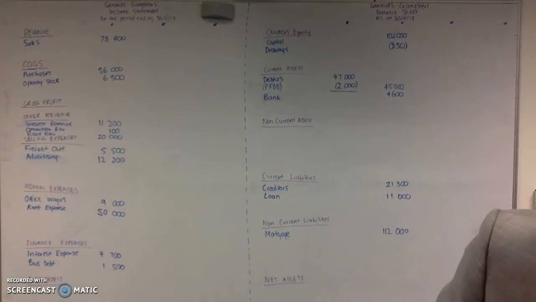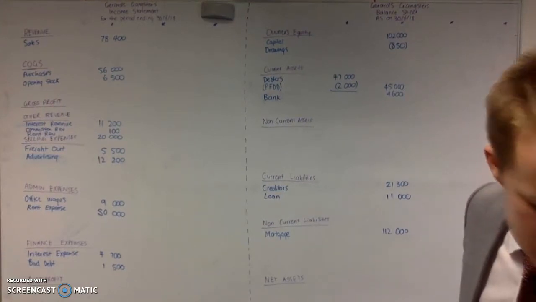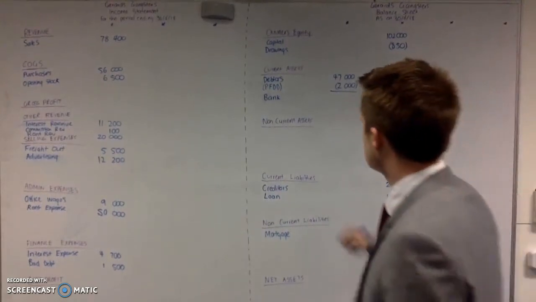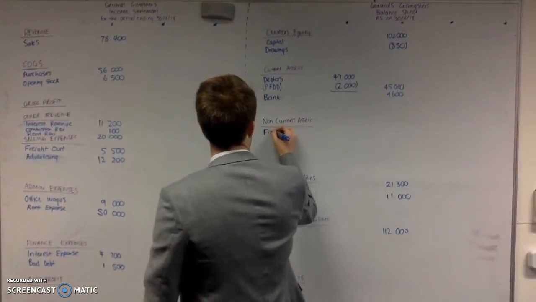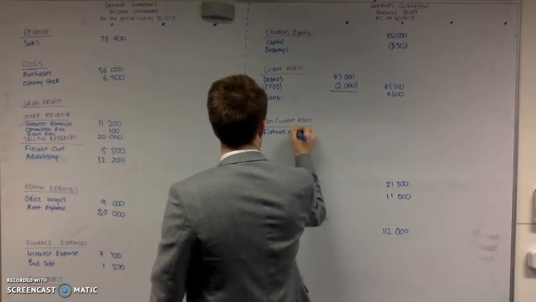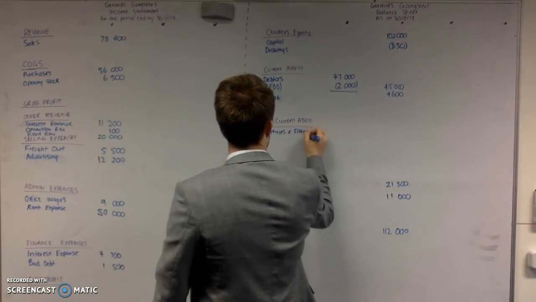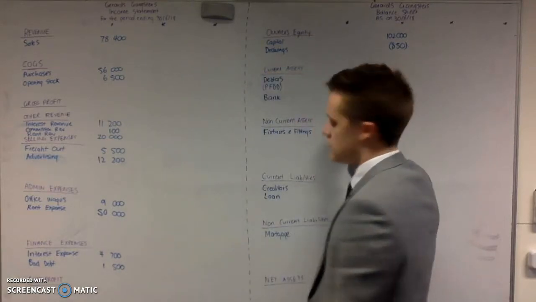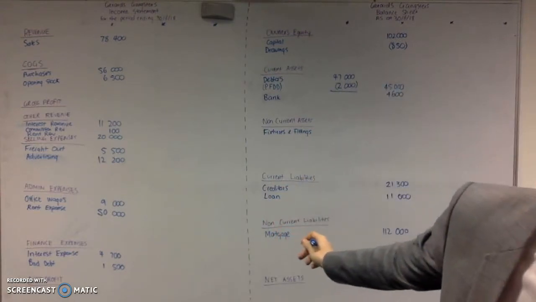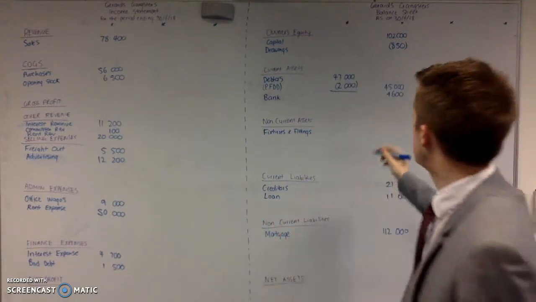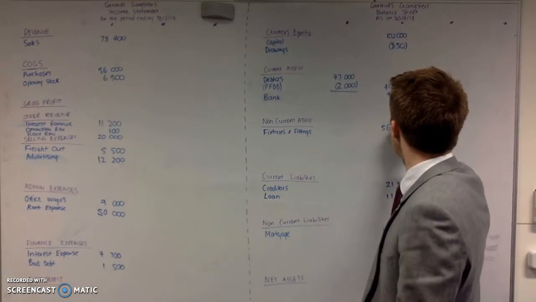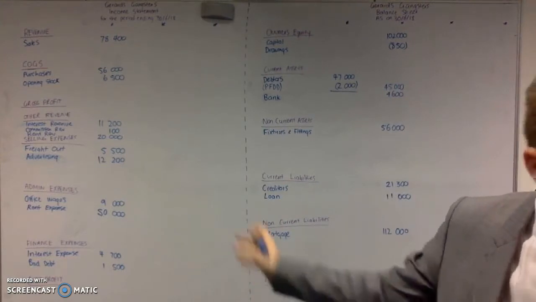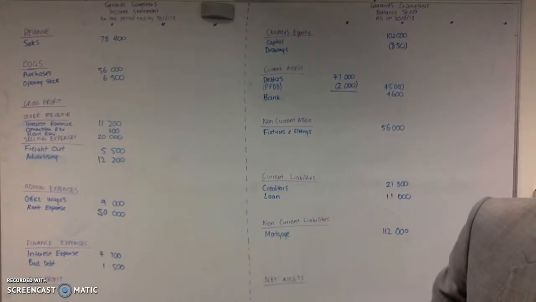Next one's fixtures and fittings. That's a current asset. Sorry, a non-current asset. Fixtures and fittings. So again, do we have any accumulated depreciation on fixtures and fittings? No. Then it can go straight into the second column. When you've got accumulated depreciation on a non-current asset, it will come into that first one. We'll see that in a second.